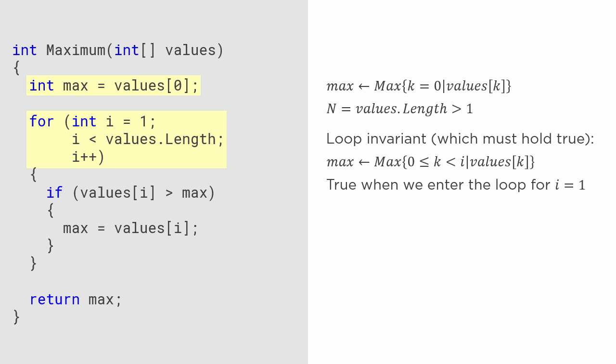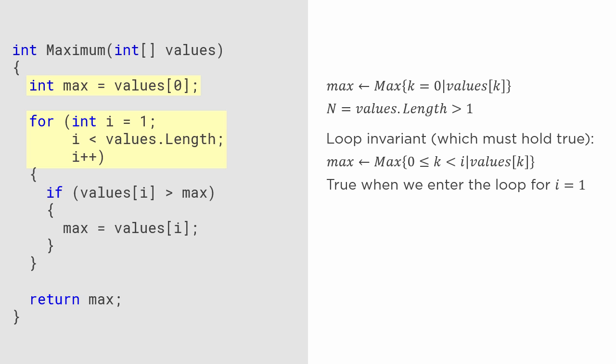When we enter the loop for the first time, the loop variable will have value 1, and indeed the max variable will be set to the first element of the array, which is the greatest one thus far. Now we need to prove that the invariant will hold at the end of the loop iteration.